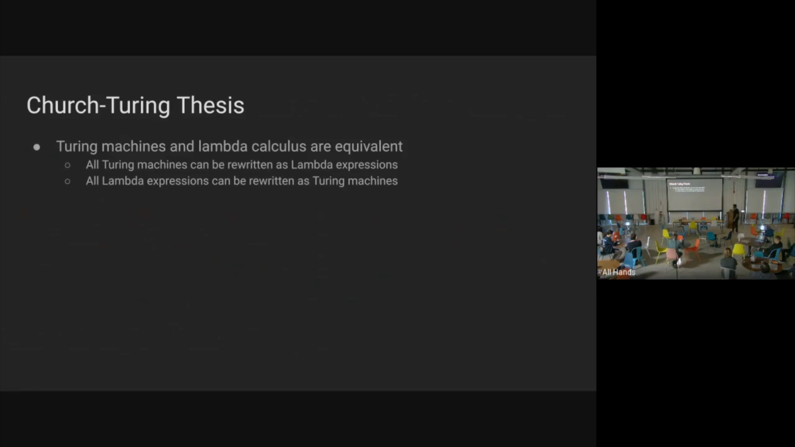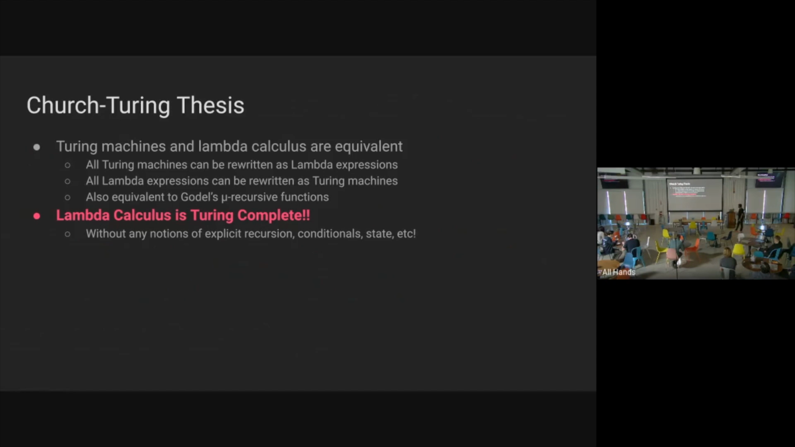And it turns out that all Turing machines can be rewritten as lambda expressions, and all lambda expressions can be rewritten as Turing machines. And we didn't really talk about Gödel's recursive functions, but it turns out that those are also equivalent. And so the conclusion here is that lambda calculus is Turing complete, without any notions of explicit recursion, conditional state, etc. So all we need is variables, functions, and function application.